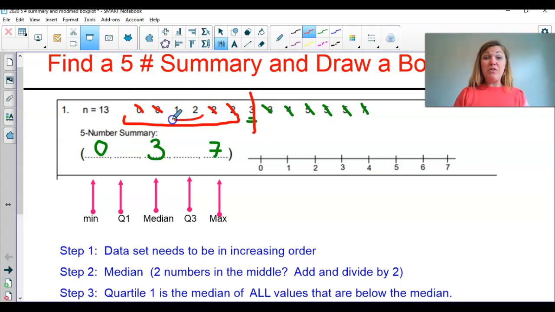And look, I'm stuck with 2 in the middle. So what do I want to do? I want to add those 2 together. 1 plus 2 is 3. And then I want to divide by 2. 3 divided by 2 is 1.5. That's my quartile 1.